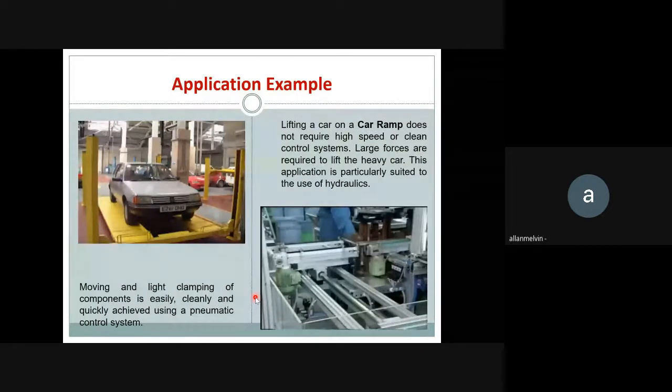Okay, application. Lifting a car on a car ramp. You can see this at the workshop, where you have a car ramp. That does not require high speed. You don't need to lift the car at high speed, just moderate speed.